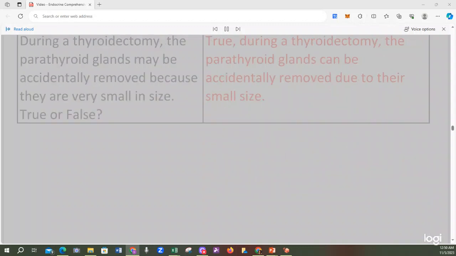During a thyroidectomy, the parathyroid glands may be accidentally removed because they are very small in size. True or false? True, during a thyroidectomy, the parathyroid glands can be accidentally removed due to their small size.